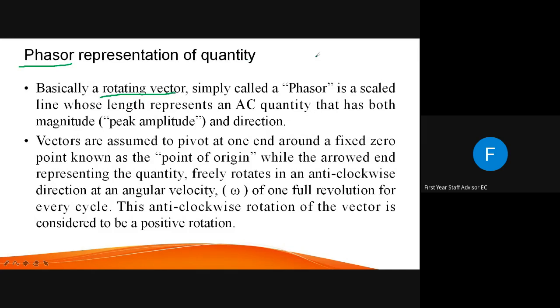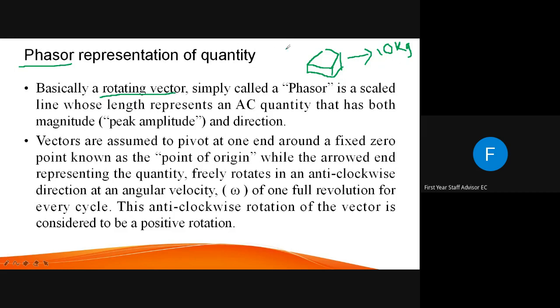For example, one object is there. This object is having weight of 10 kg. That means it is a scalar quantity. Because weight means what? It is just a magnitude. It doesn't have any direction. Weight means it is 10 kg. That means its magnitude is 10 kg. That is the thing.